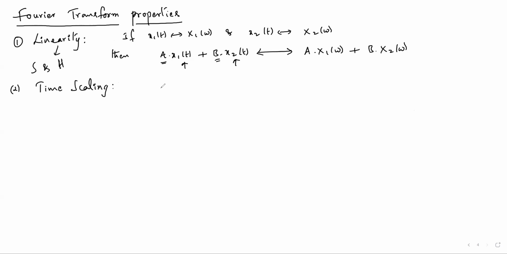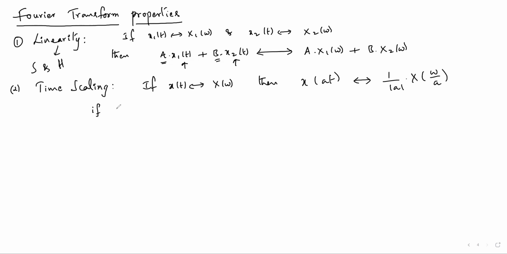Time scaling property it is, if x of t Fourier transform x of omega, then x of a into t Fourier transform, where a is some constant, 1 by mod a x of omega by a. This is the time scaling property.